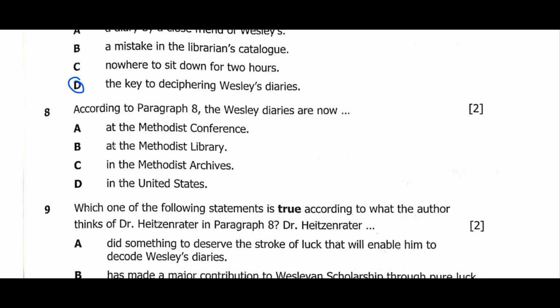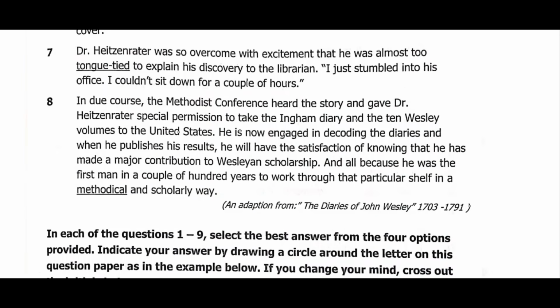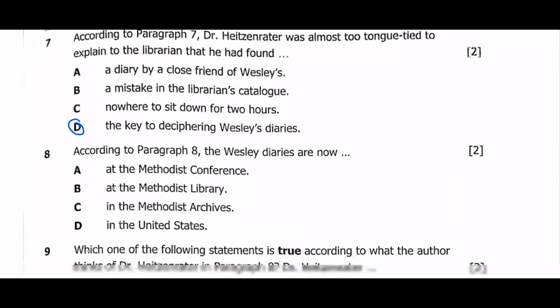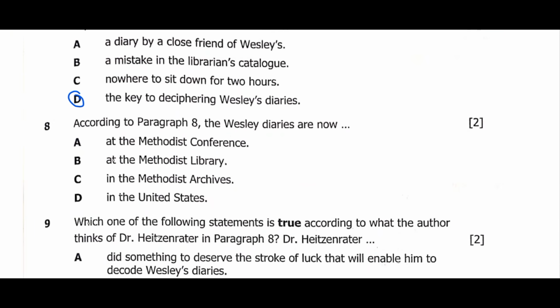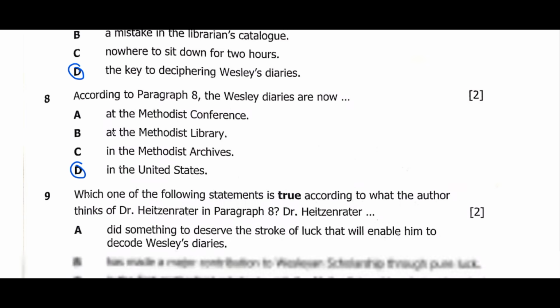Then 8. According to paragraph 8, the Wesley diaries are now... Let's look at paragraph 8. Okay. In due course, the Methodist Conference heard the story and gave Dr. Henrietta special permission to take the Hingham diary and the 10 Wesley volumes to the United States. So they were taken to the United States. So let's look at the multiple choices. The answer is D, are now in the United States.